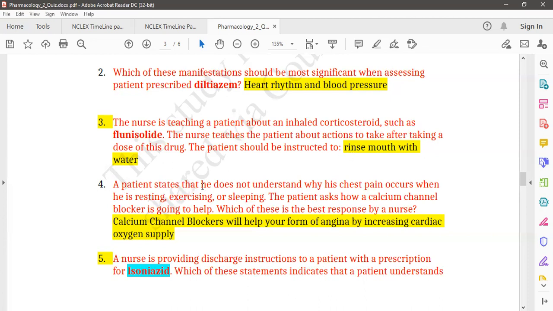A patient states that he does not understand why his chest pain occurs when he is resting, exercising, or sleeping. The patient asks how a calcium channel blocker is going to help. So a patient develops angina and takes a calcium channel blocker like verapamil or diltiazem. Which of these is the best response by the nurse? Calcium channel blockers would help your form of angina by increasing cardiac oxygen supply.